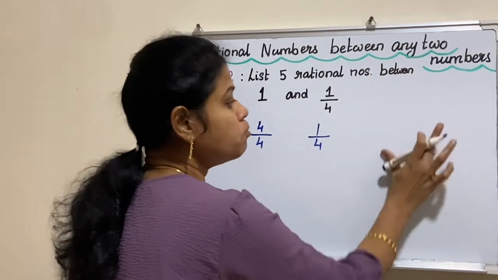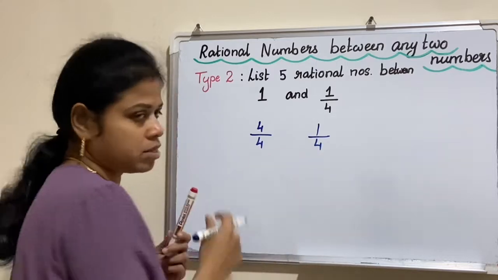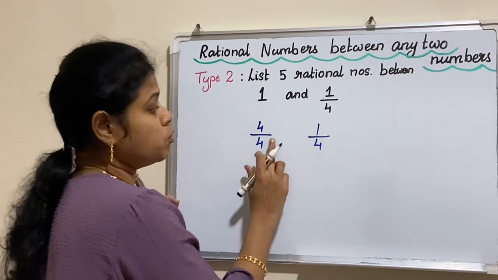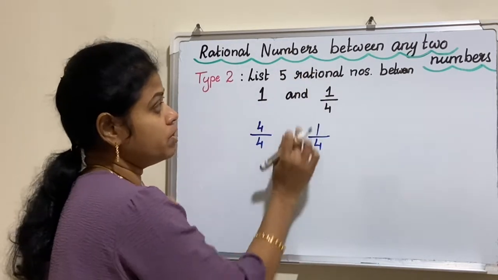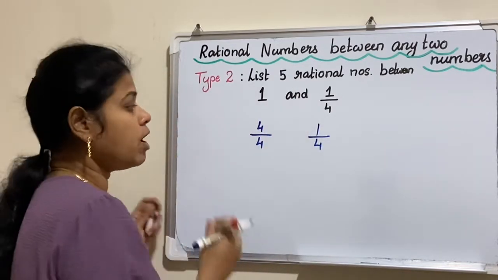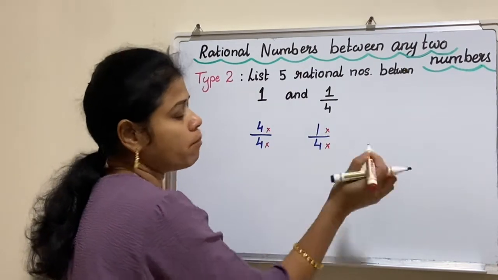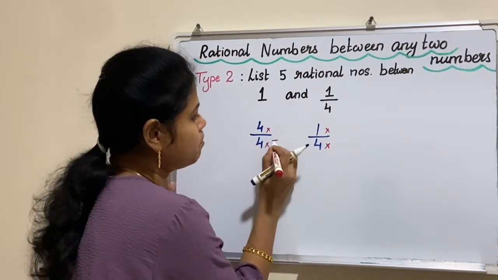We need 5 rational numbers. So if the denominators are the same but you can't list out 5 rational numbers in between, then what you have to do in the next step is multiply the numerator and denominator of both the fractions with any common number. Like let me multiply with 5.